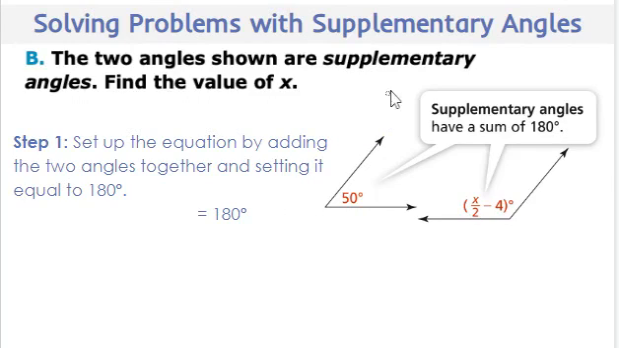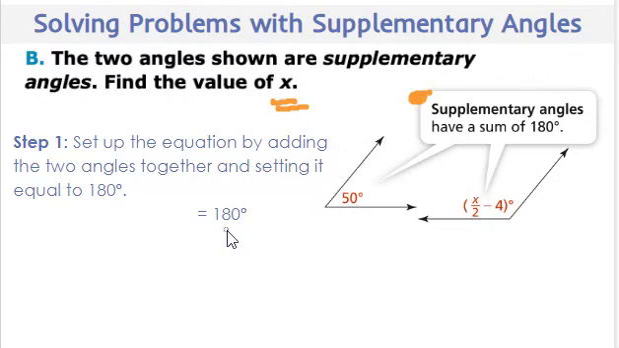Moving on to my second type of problem using supplementary angles. And keep in mind, this time, supplementary angles add up to equal 180 degrees. And remember, the supplementary angles do not have to be adjacent angles. So in this case, we have two supplementary angles that are not adjacent angles because they do not share that common ray. Looking at our problem, the two angles shown are supplementary angles. Find the value of x.